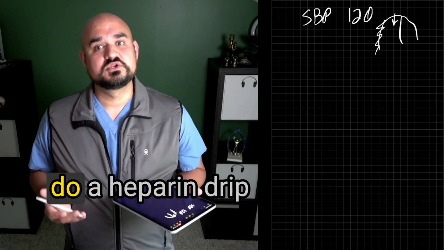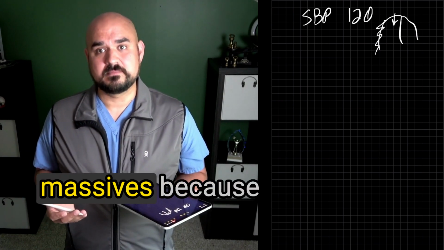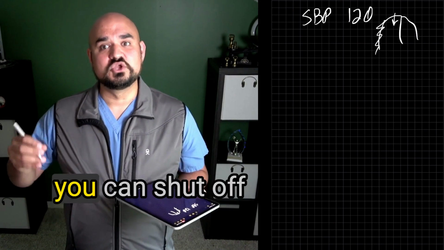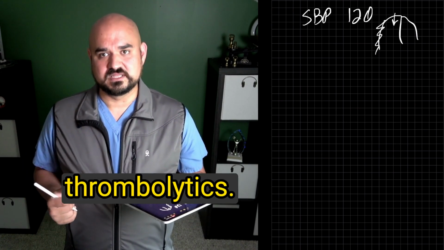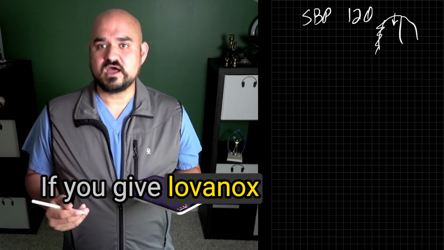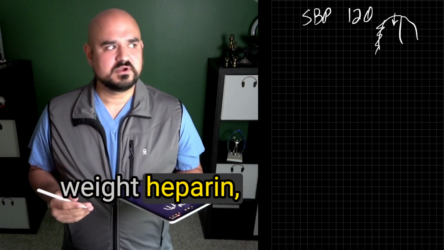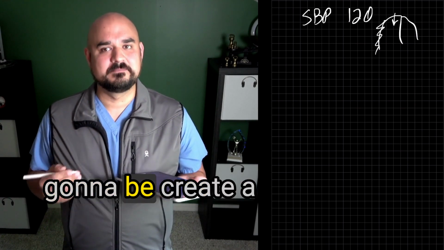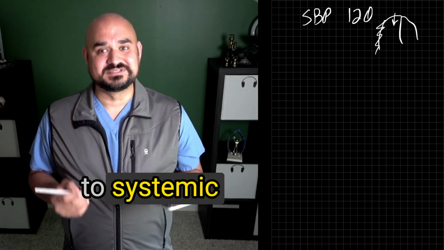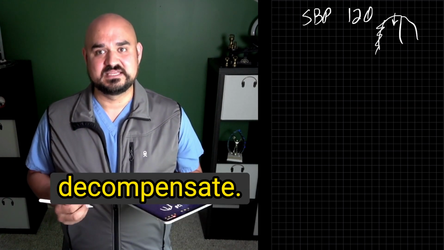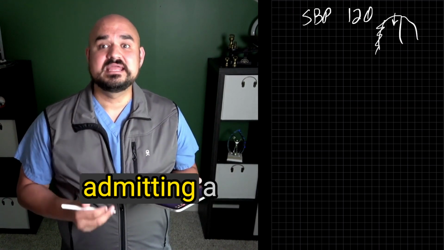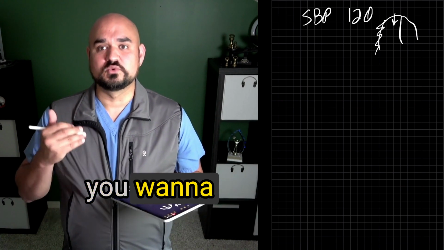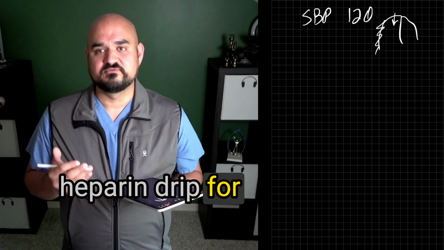You always want to do a heparin drip on these submassives because if they get worse and they do need thrombolytics, you can shut off the drip and give thrombolytics. If you give Lovenox or low molecular weight heparin, or if you give an oral anticoagulant, that is probably going to create a contraindication to systemic thrombolytics if they decompensate. So if you're admitting a submassive without giving systemic thrombolytics, you want to start them on a heparin drip for anticoagulation.